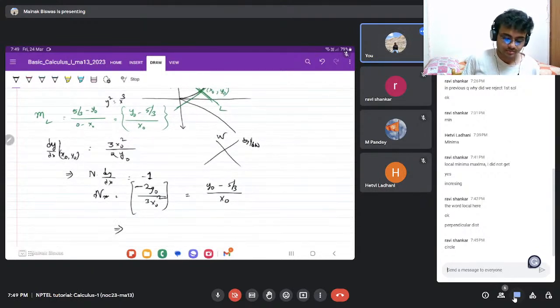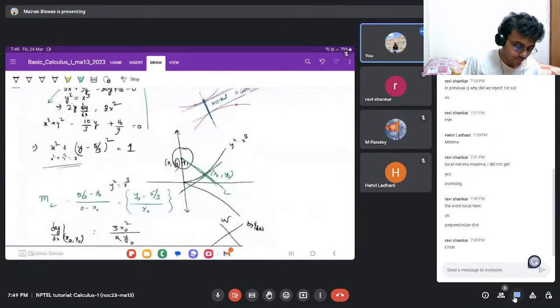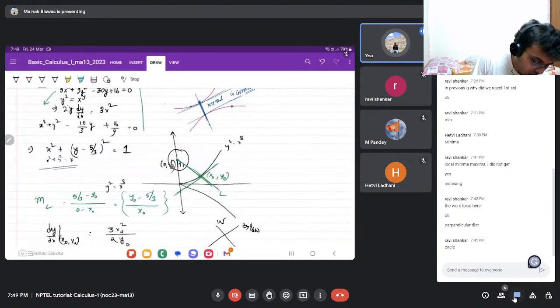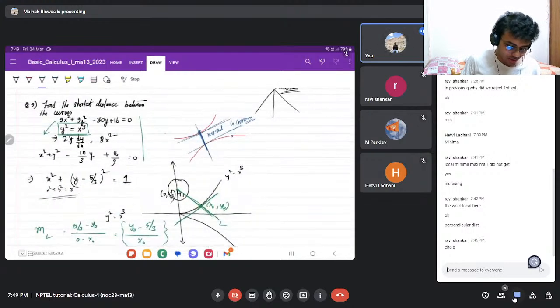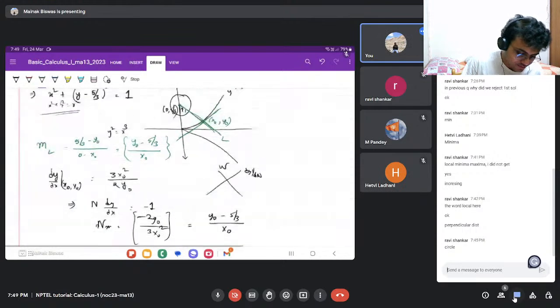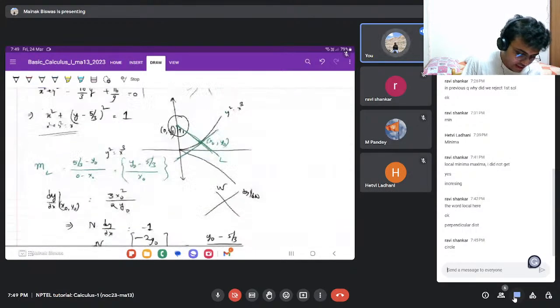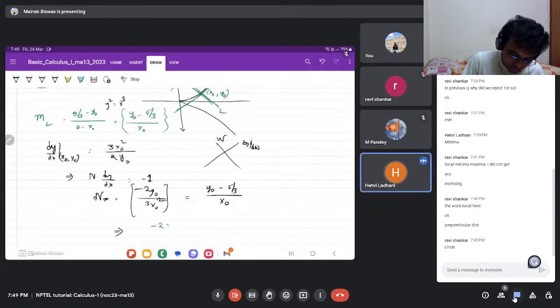Agreed? Yes, sir. So now what will I do? This is also a point on this curve, right? So I can put the value of y as some x. So y is x to the power 3 by 2.